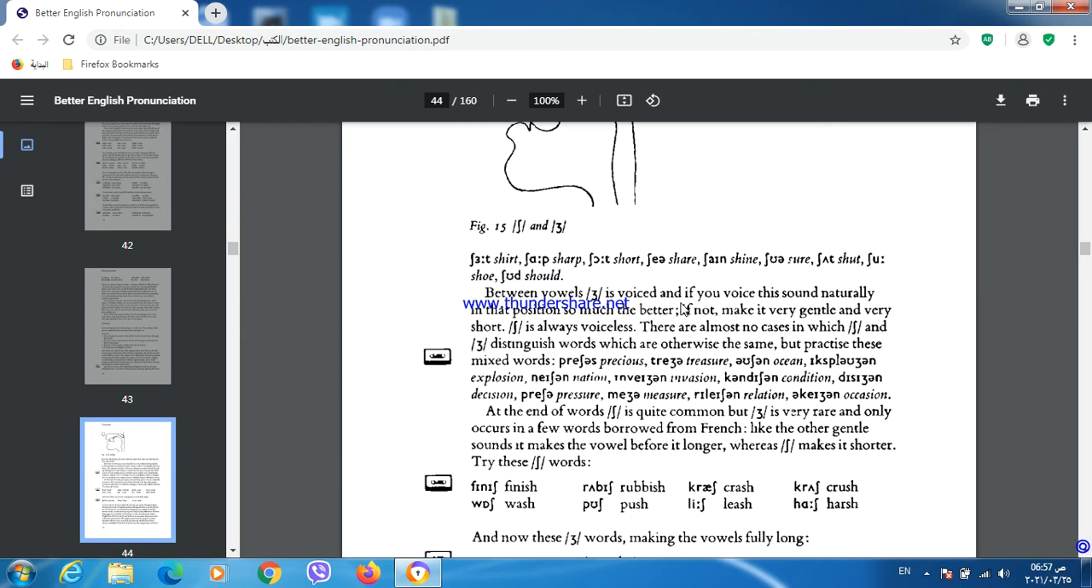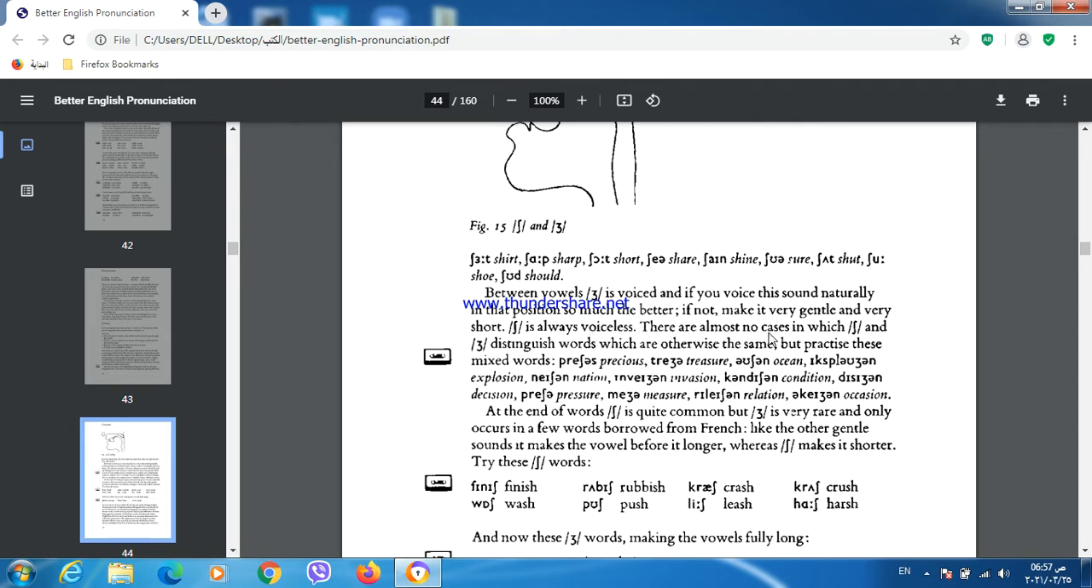Between vowels, j is voiced. احنا نقول دائما j هي voiced، لكن هنا ممكن ملاحظة انه between vowels it is voiced, and if you voice this sound naturally in this position so much the better. وإذا خليت فيها vibration في هذه الحالة فهو الأفضل. If not، إذا ما كان بيها vibration, make it very gentle and very short. خليك تنتجها قصيرة ورقيقة. sh is always voiceless. طبعا there is no vibration.